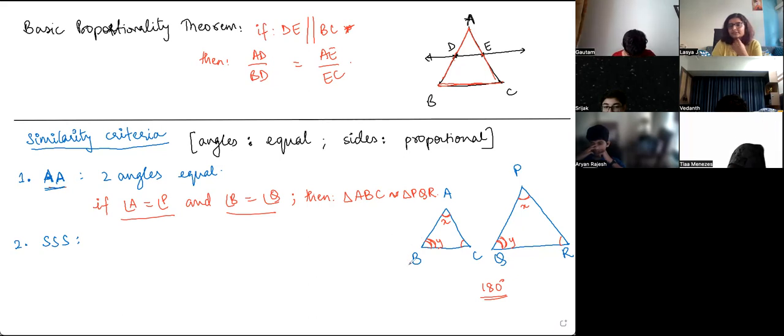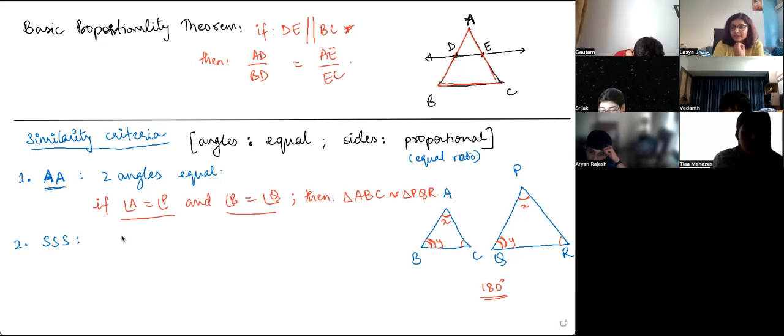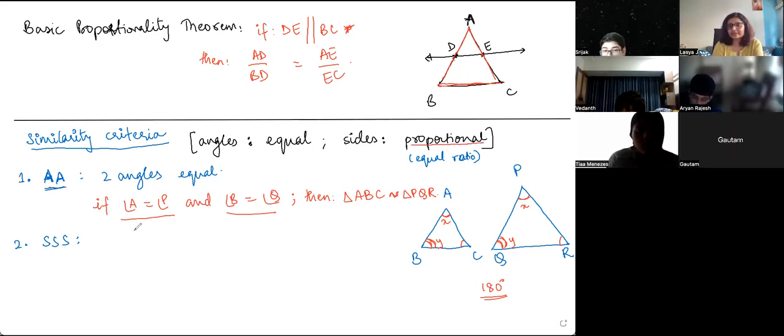So for SSS similarity, how do you need to prove it? What should I write? SSS means three sides. Sides should be proportional to each other. Proportional means the ratio should be equal. So how should I prove it, in order to fulfill the SSS criteria? Crystal, how should I prove sides proportional? What should I show? Any three sides should be equal? Not equal, an equal ratio. So how should I write it? How will the ratio be equal?